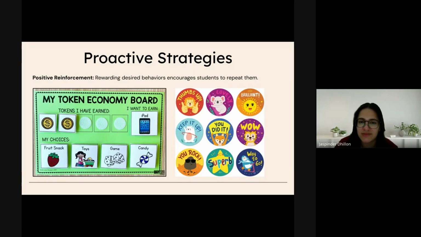iPad. So reinforcers don't always have to just be the token economy board. They could also be reinforced through verbal praise or a high five. These are all social reinforcers. Then there are also activities such as games. So these are all different types of reinforcers that could be used with the child.